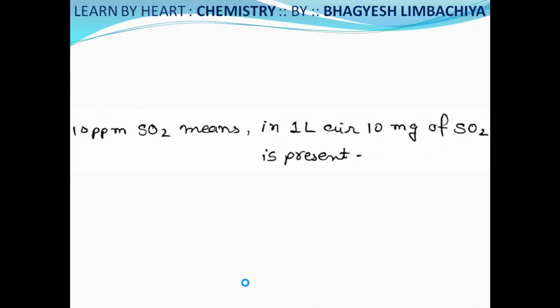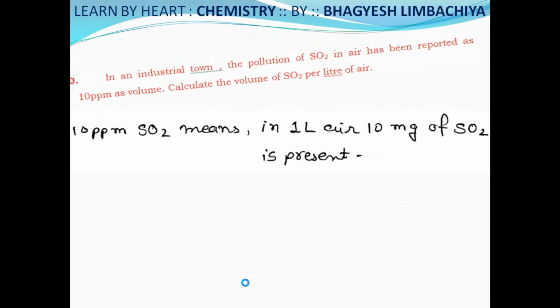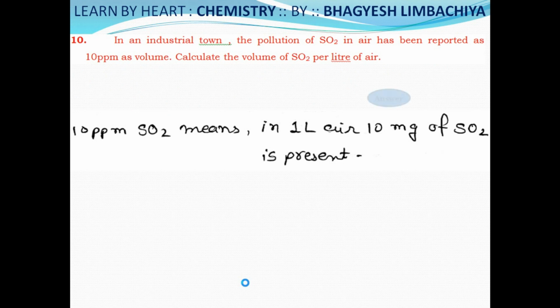Next, in the next sum, pollution of SO2 is given to you, that is 10 ppm as volume. So 10 ppm means in 1 liter of air, 10 milligram of SO2 is present. So you are asked the volume of SO2 per liter, so our answer is 10 milligram, and it is our answer.